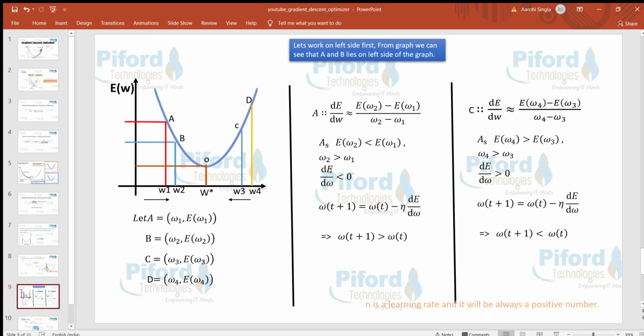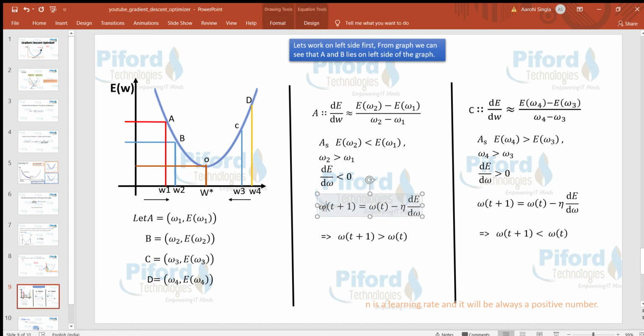Why? Because the numerator is negative. By this formula, when we solve it, the numerator is negative and the denominator is positive, right? So if we divide a negative by a positive, that's why dE by dW is less than 0. That simply means if we divide a negative value with a positive value, the result would be a negative value only. So over here this derivative is a negative value. So now we know that dE by dW is a negative value.